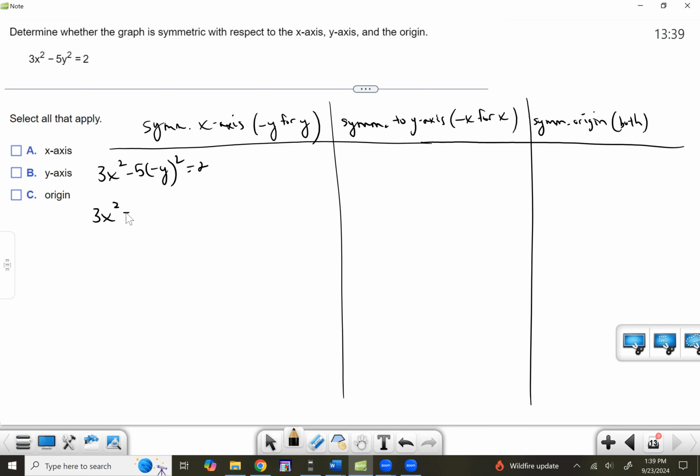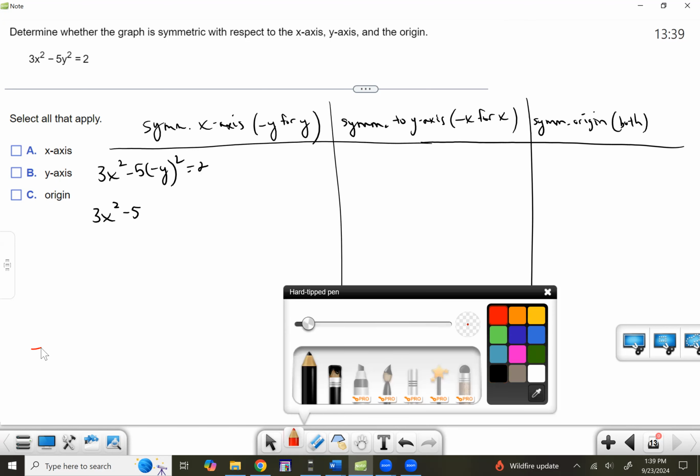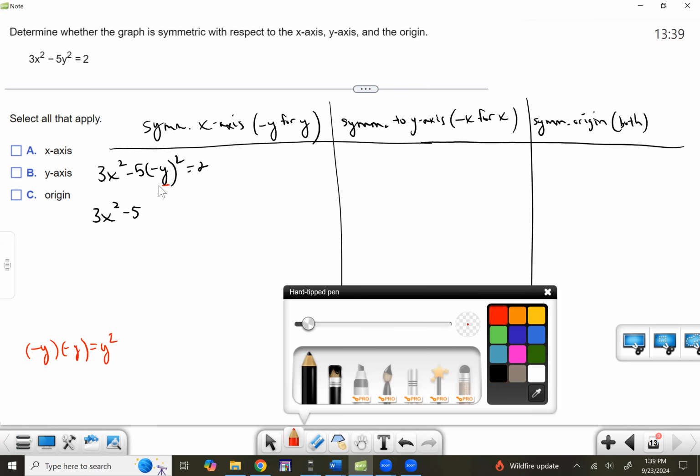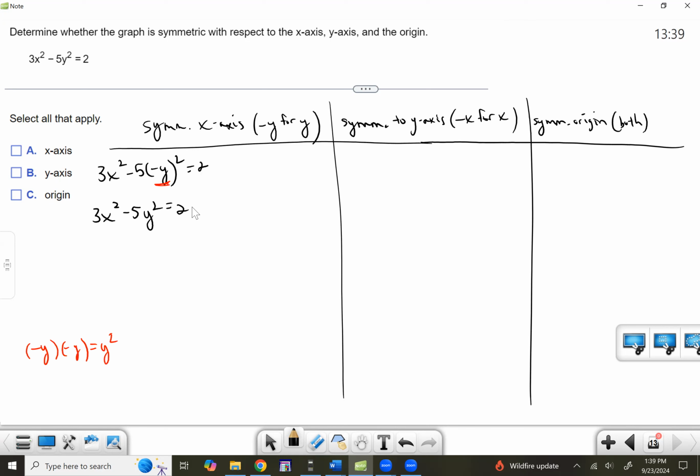original, okay? So if we take the y, negative y, and we square it, think about what a negative y times another negative y means. We know a negative times a negative equals a positive, and we know a y times a y equals a y squared. So we can replace this negative y squared with a positive y squared. And if you stop there, you can see it matches the original. So since it matches the original, we're going to go ahead and say it is symmetric to the x-axis. Or let's just put a check mark on it, okay?